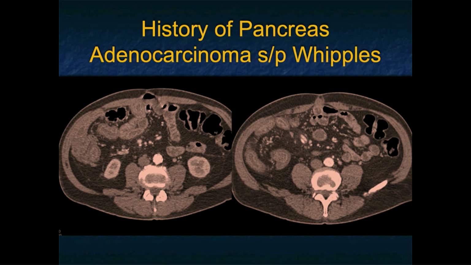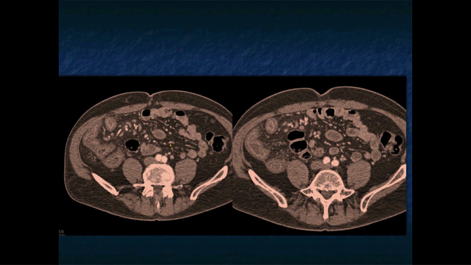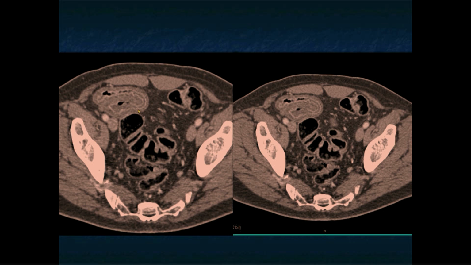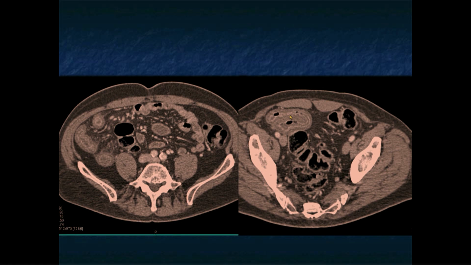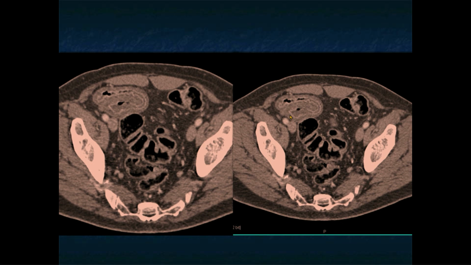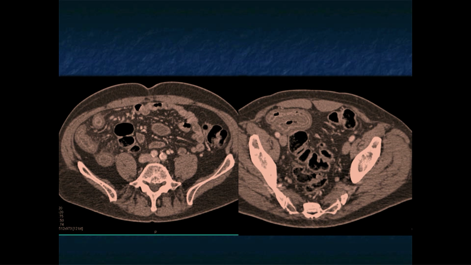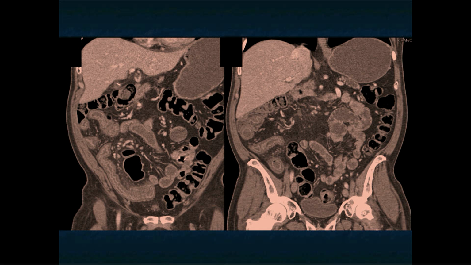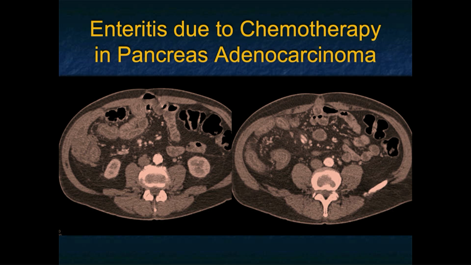So here's a patient with a history of Whipple's procedure for pancreatic cancer. This patient came in with right lower quadrant pain. Appendicitis was a thought. You see multiple loops of thickened bowel. You follow it downward. And look at the impressive distal small bowel here and here as well. So what is it? Enteritis? Does the patient have an infectious enteritis? What precisely is going on? You can follow it on the coronal views as well. And in this case, the patient was on multiple different chemotherapy agents.